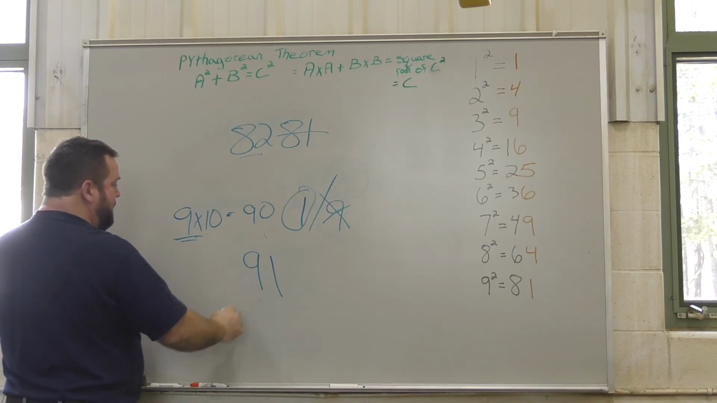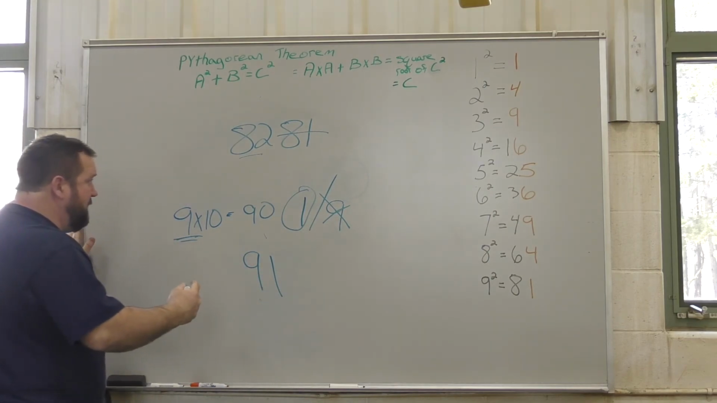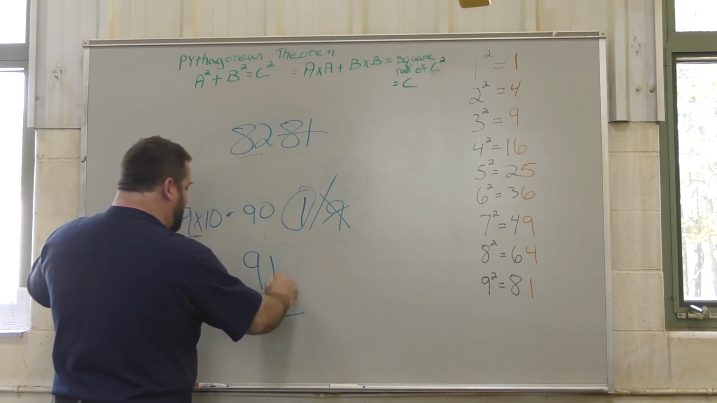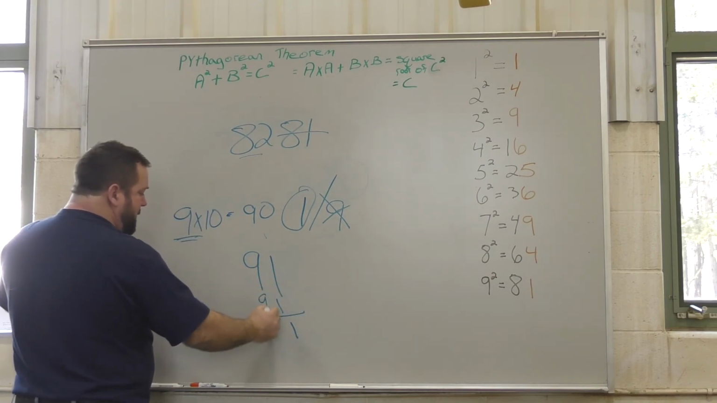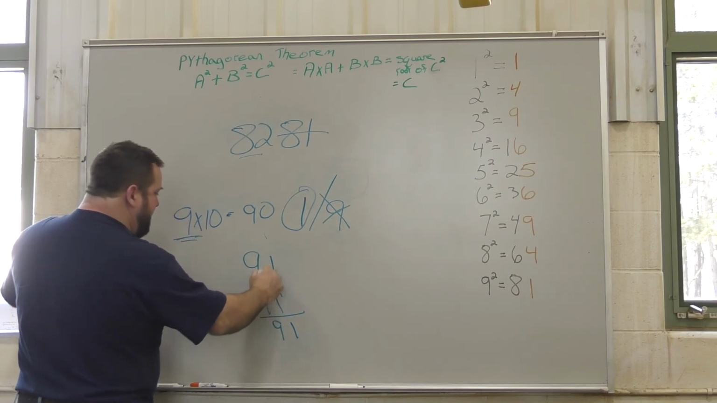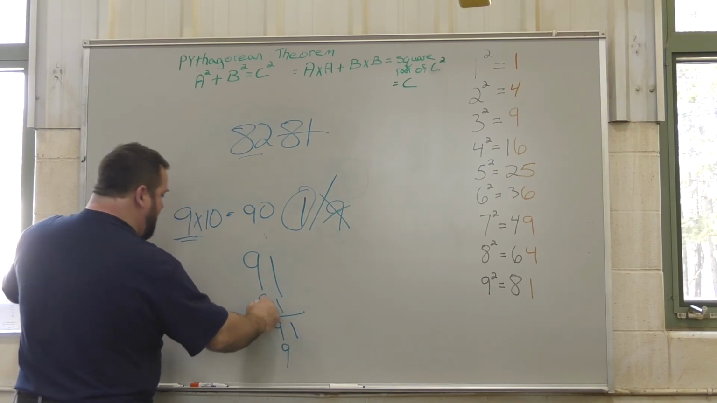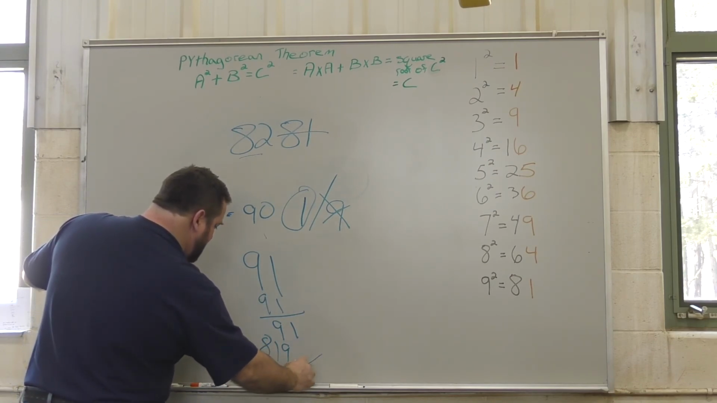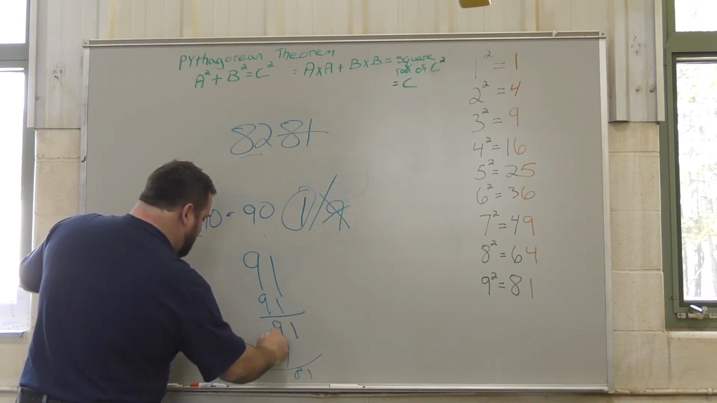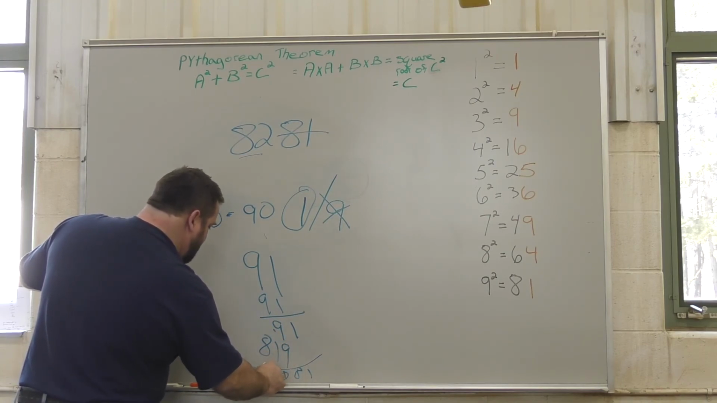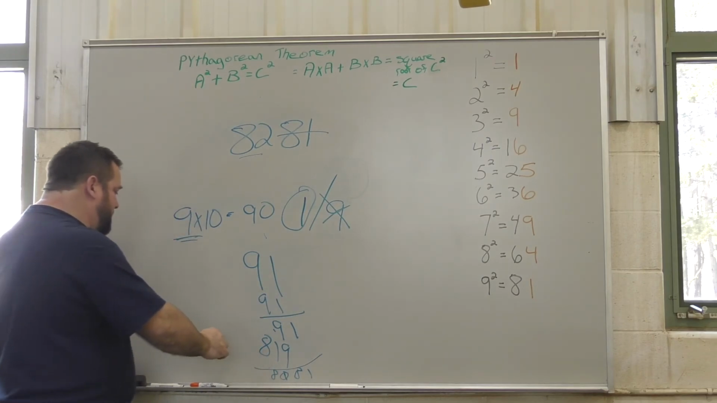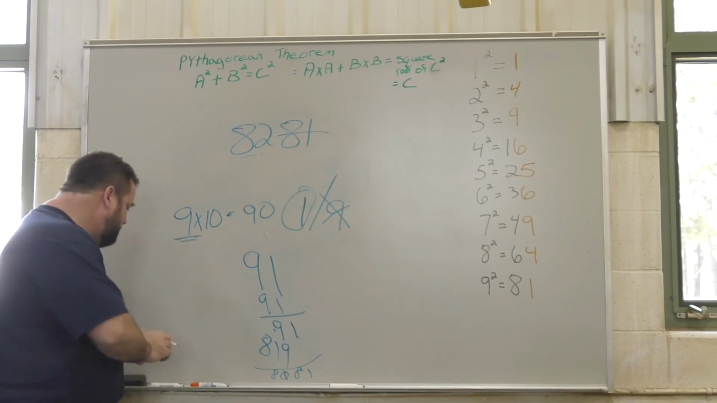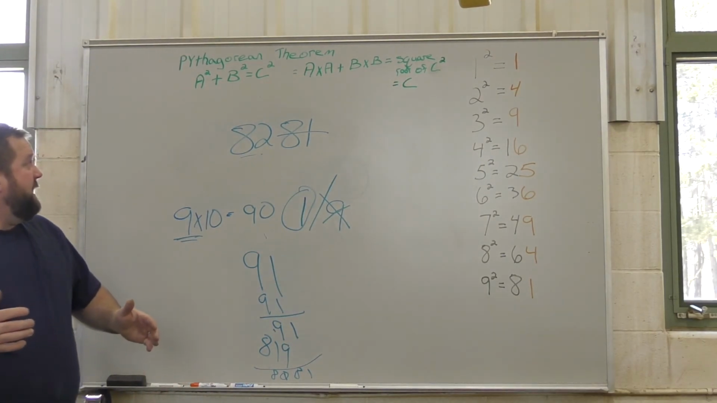Here's our 91. If we multiply 91 out, we can check our answer. 1 times 1 is 1. 9 times 1 is 9. 9 times 1 is 9. 9 times 9 is 81. So we have 8,281. I hope that helps you.